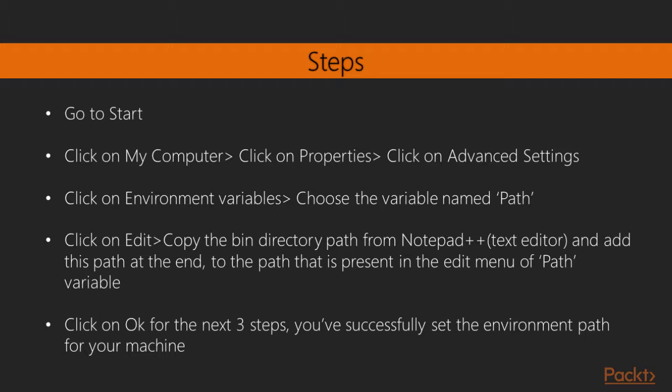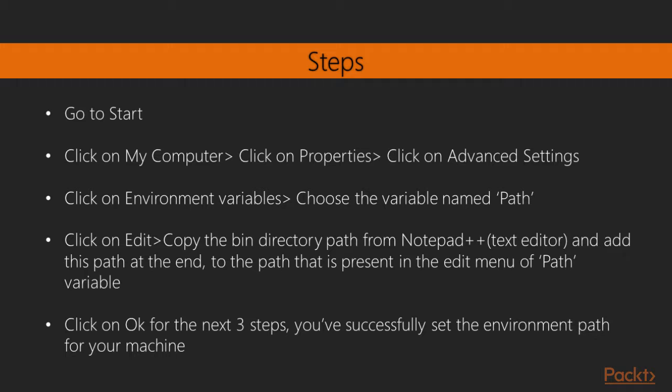Now I go to Start. I will open the Environment Variables option box. For that, go to Start, click on My Computer, click on Properties, click on Advanced Settings, click on Environment Variables, and now here there is a variable called Path. So you will have to add the bin directory path into this variable.